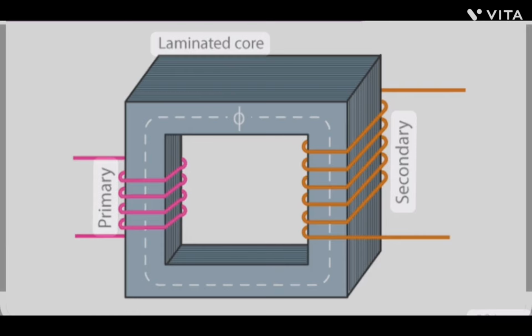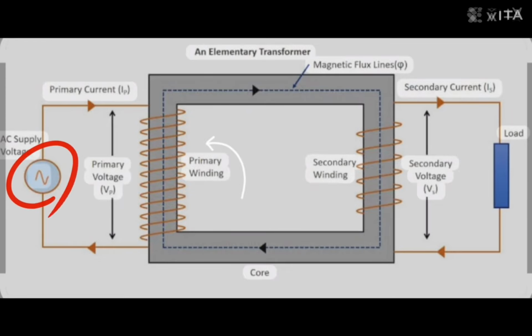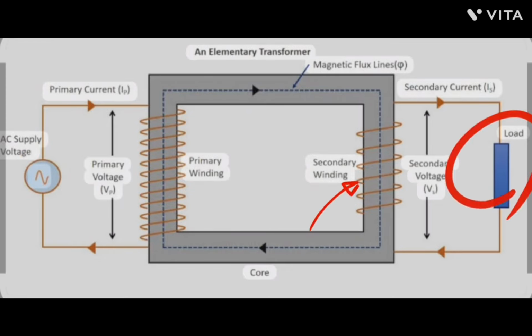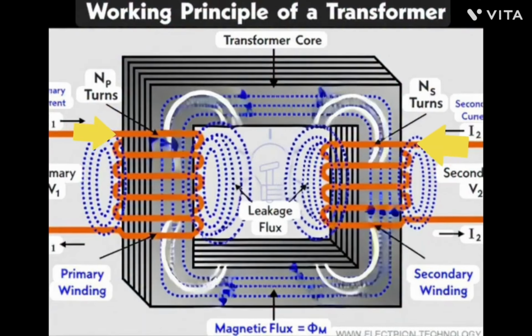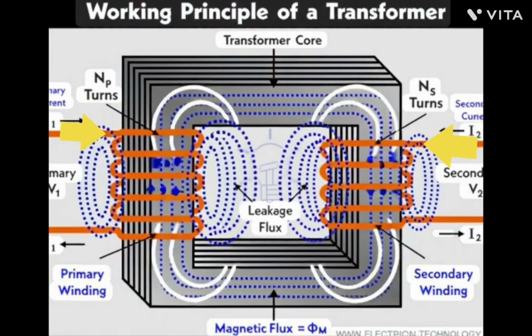The main parts of a transformer consist of the core and windings: the primary winding and the secondary winding. The power supply connected to one side is called the primary winding, and the load connected to the other side is called the secondary winding. Now we start to understand the working principle of a transformer.